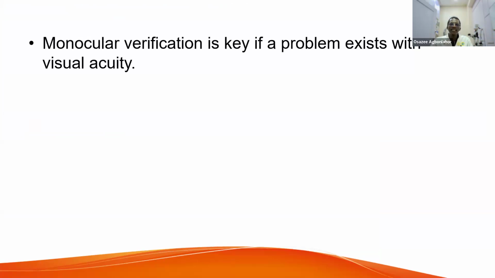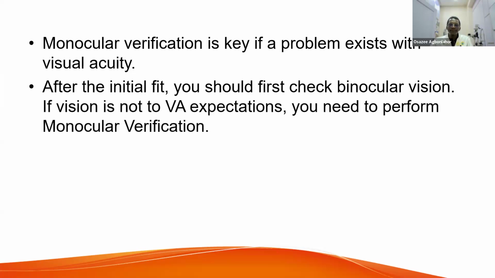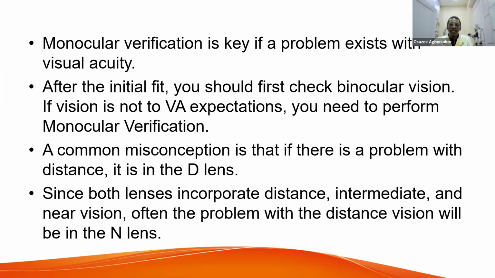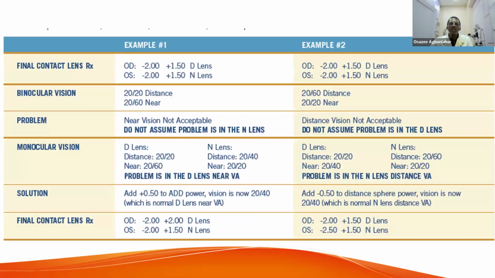So monocular verification, like I said earlier, is only needed when there's a problem to fix, when there's an existing poor visual acuity. If there is none, then you can go ahead and order that lens. I've already explained that there's a common misconception. Because the problem is at distance doesn't mean that it's the distant lens that has a problem. No, it doesn't mean that. Remember that both of them have the same add power, so you must find out exactly. So this example will give us a clearer picture.